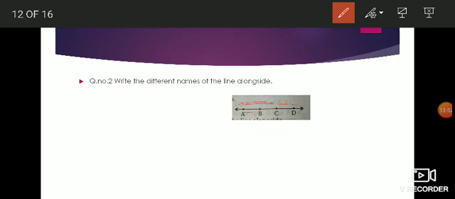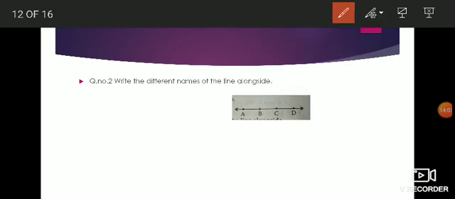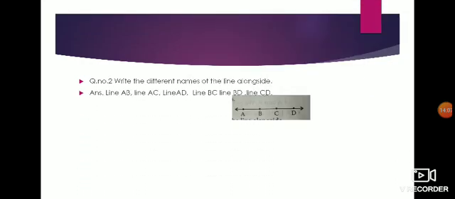Okay students, how many names are there in total? Count it. Yeah, correct, 6 names in total. So we'll see whether our answer is correct or not. Yeah, our answer is correct. See here, line AB, line AC, line AD, line BC, line BD and line CD. Total 6 names.